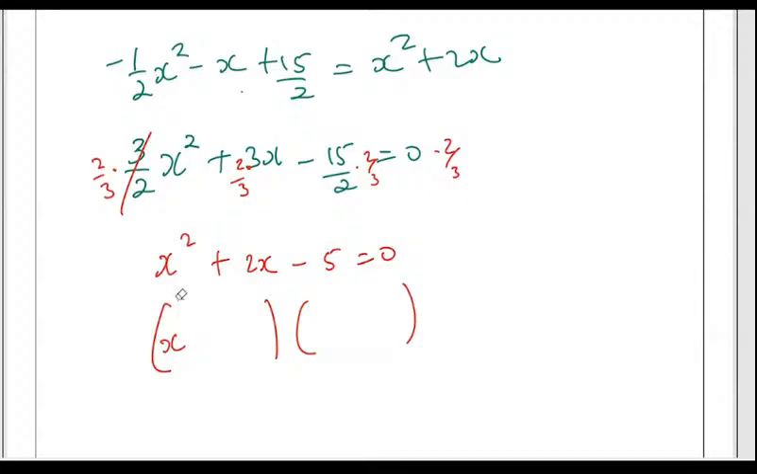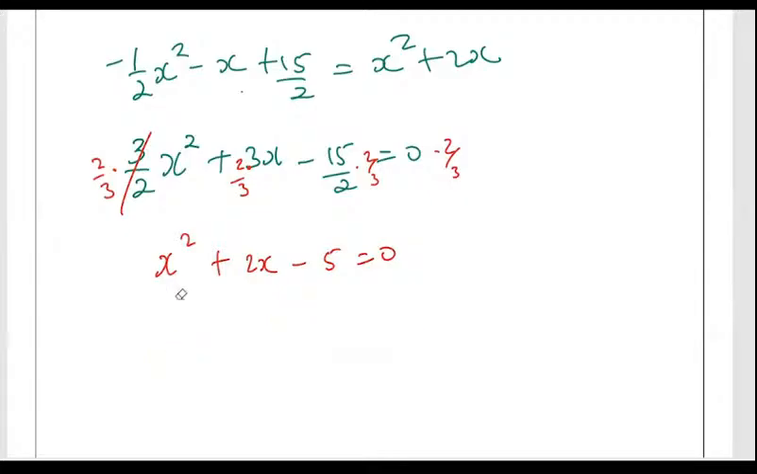But it's not going to make sense. I cannot have factors for that. That's a lie, because I don't have any numbers that I multiply to give me negative 5 and, when I add them, I get a positive.